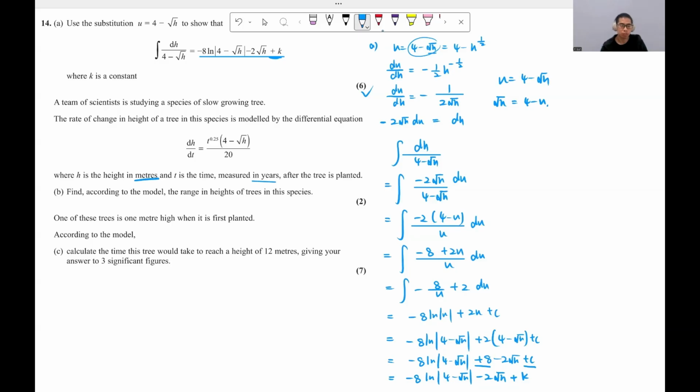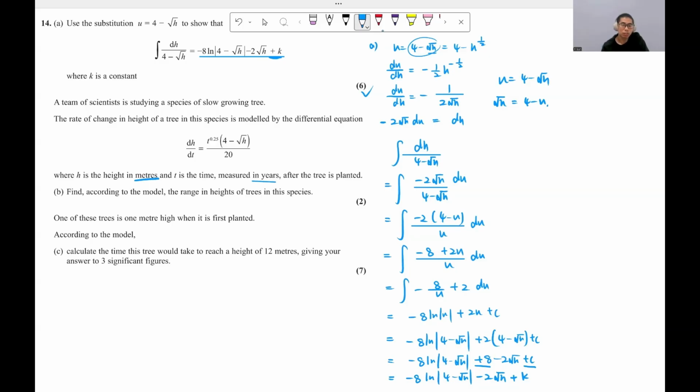So for modeling questions, we always need to be careful about what the actual units we need to use here are. They could give us meters or centimeters here and then use different units later, or it could be years here, and later on they use months or days. So always make sure to check the correct units. And then for part B, they want us to find, according to the model, the range in heights of trees in this species.